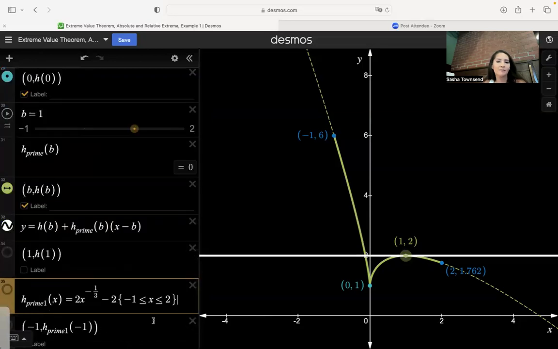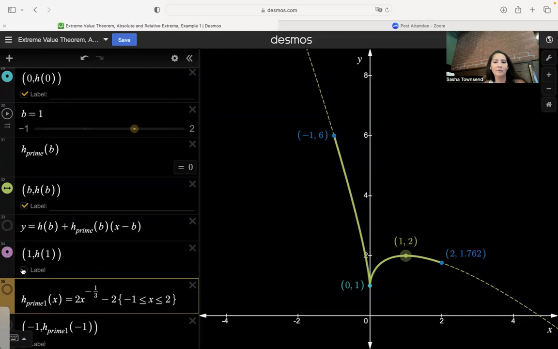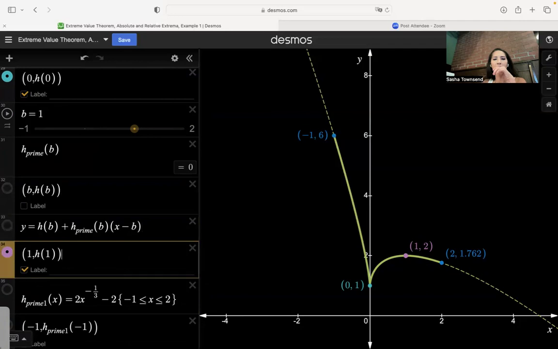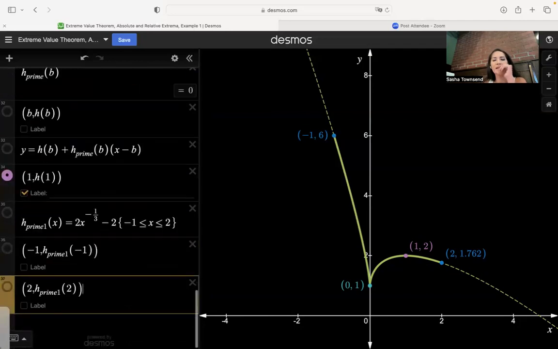So we've got that. Let's get rid of that tangent line right now, and we'll label that point. And I think we're ready to answer the question. We've evaluated the function at the endpoints. We've evaluated the function at the critical points on the interior of the interval. The question is, what is the relative minimum, what is the absolute minimum, and what is the absolute max?